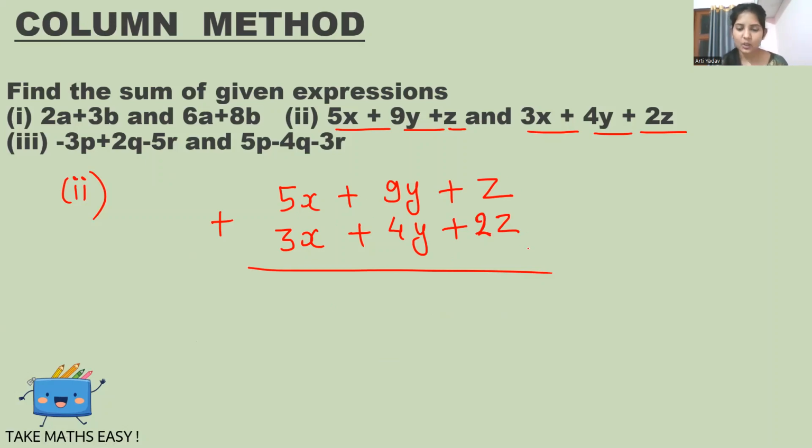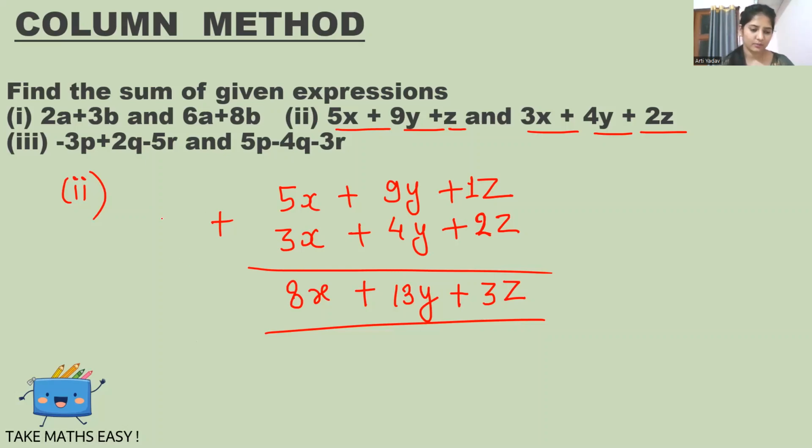Like terms we can add: like term to like term. So z and 2z. अभी z के साथ अगर कोई constant नहीं है, that means there is one value होती है. अगर कोई constant नहीं है variable के साथ, that means 1 is there. So z we will write the same, variable same होगा. 2 plus 1 will be 3. So plus sign ही होगा. 9 plus 4 will be 13y, plus sign as it is. Then 5 plus 3, 8x. This will be the sum of the second question.